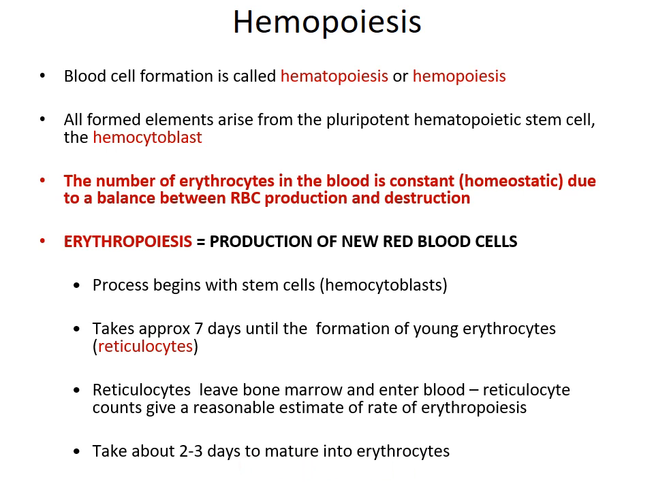So in total it takes approximately 10 days, 7 plus 3, to get the mature RBC. Remember, the mature RBC is anucleated, it doesn't have a nucleus.